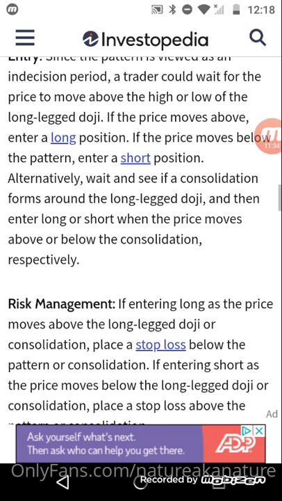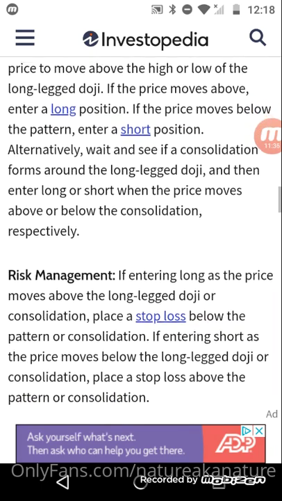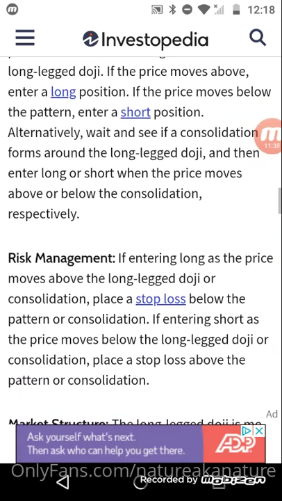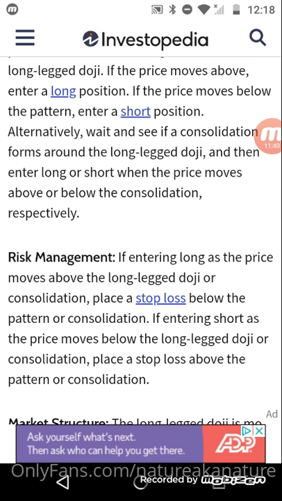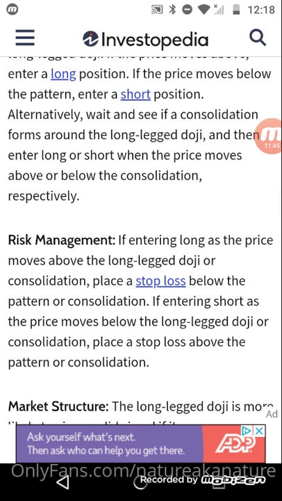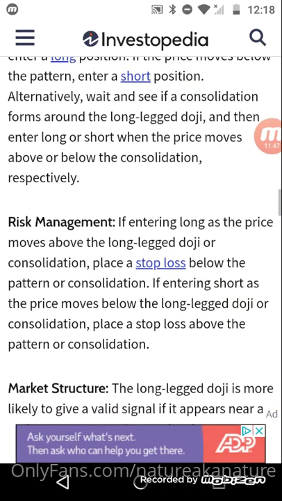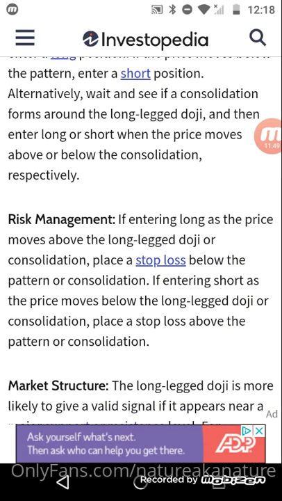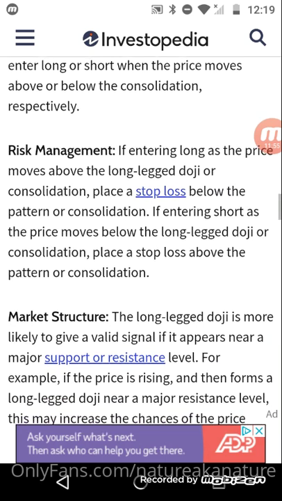I'm gonna be telling y'all more and more about risk management and giving y'all structure for market structure and everything. So this is the long-legged doji. You're entering as the price moves above the long-legged doji in consolidation. Place a stop loss below the pattern. If price moves below the long-legged doji or consolidation, place a stop loss above the pattern or consolidation.